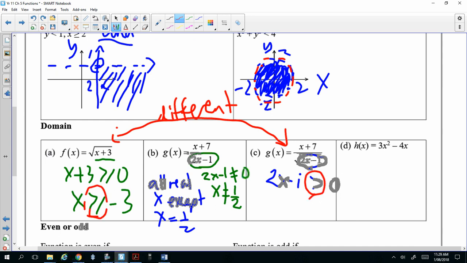Now how about the last one? What's the domain? Is there any restriction? Does it have square root? Does it have X in the denominator? Nothing. So you say all real X. And what type of graph it is? It is a parabola, right? So it's all real X. When a parabola, the domain is all real X. Right, so that gives a good summary of the whole topic.